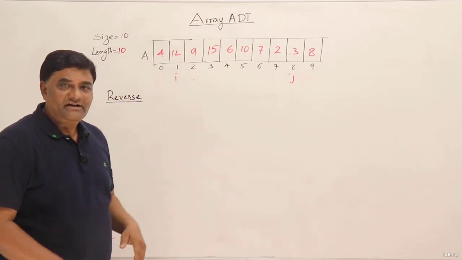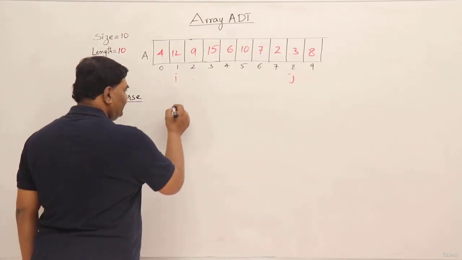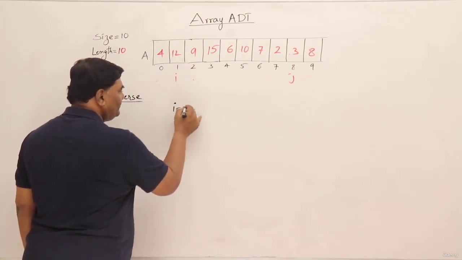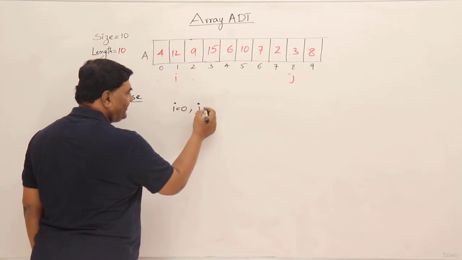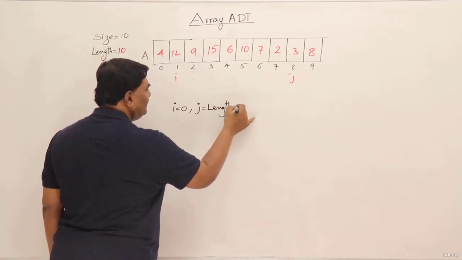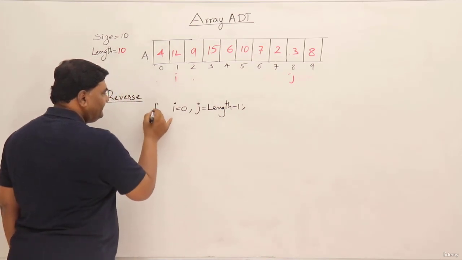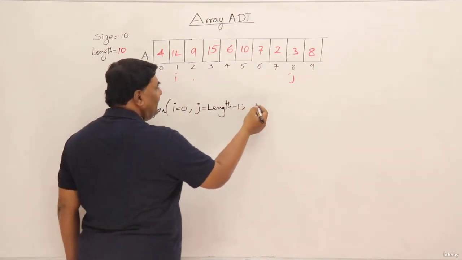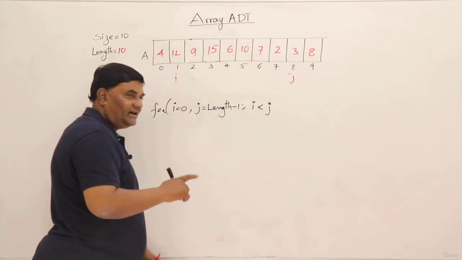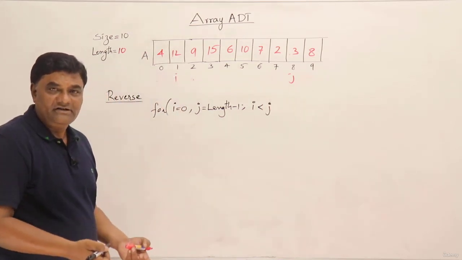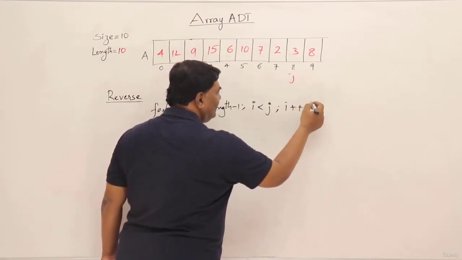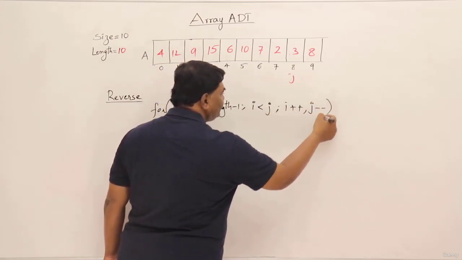Now for the same thing, I will write down the code and show you for reversing. We want i starting from 0 and j starting from length minus 1. Then this can be done using a for loop. And how long should we continue? As long as i is less than j. When i becomes greater than j, stop. Elements are over. Then i plus plus, j minus minus.